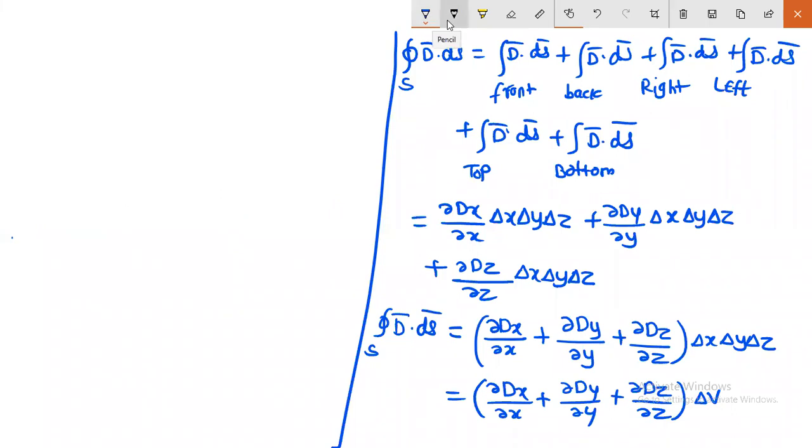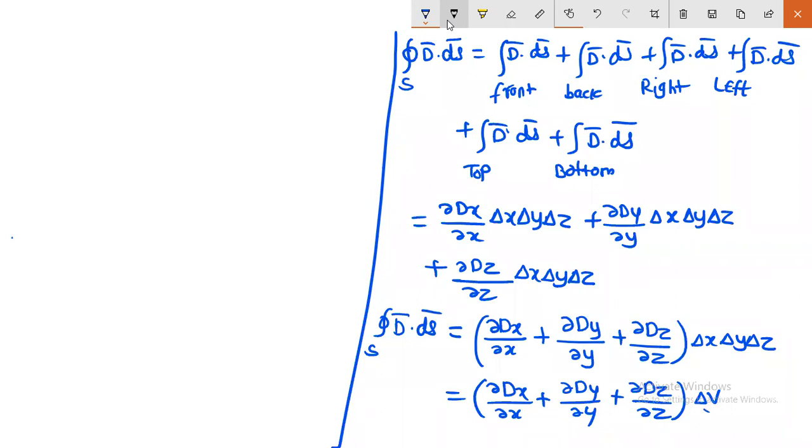Okay, then for a better approximation, meaning for getting the correct value, we are taking the limit here. So we are just dividing by this delta v on the left side also.